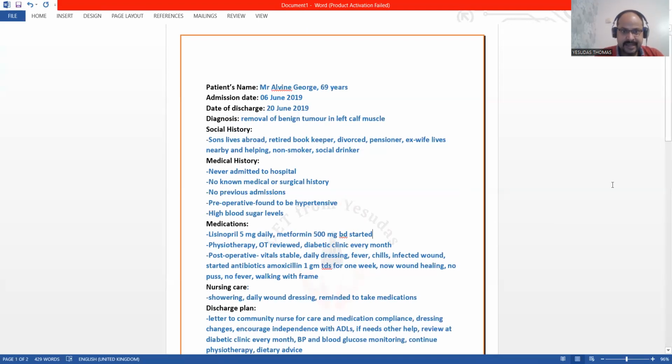The patient's name is Alvin George, and he is 69 years old. He was admitted for the surgery on 6 June 2019, and he was in the hospital for 14 days. Today, that's on 20 June 2019, he is being discharged. The diagnosis is removal of benign tumor in left calf muscle.